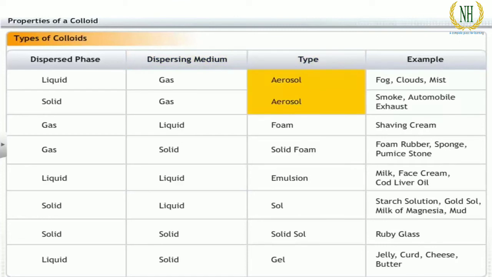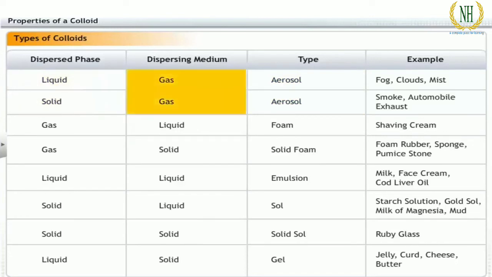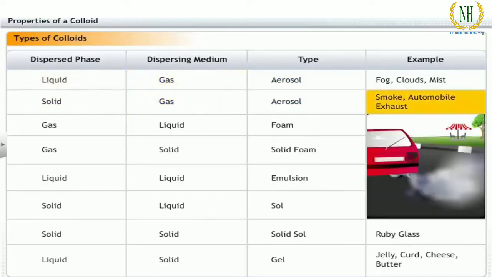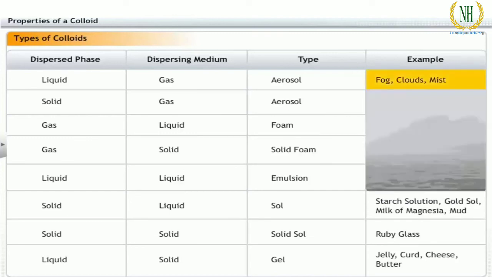An aerosol is a colloid in which the dispersed phase is a solid or liquid and the dispersing medium is a gas. Smoke and automobile exhausts are aerosols in which solid carbon particles are dispersed in air. Fog, clouds, and mist are aerosols in which water is dispersed in air.